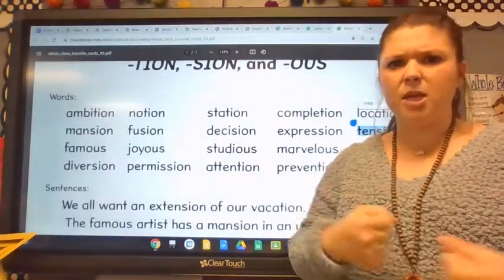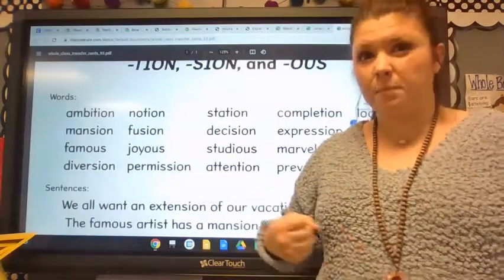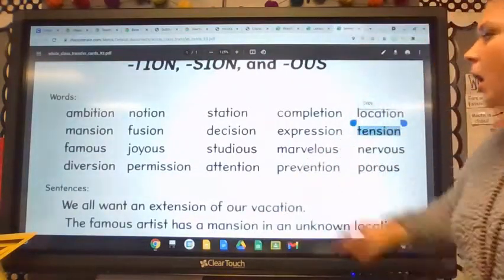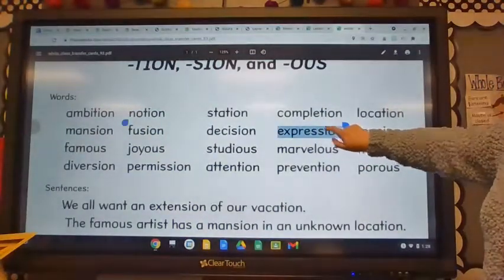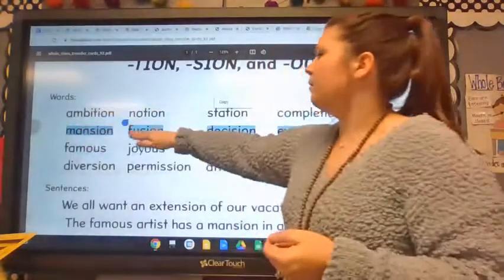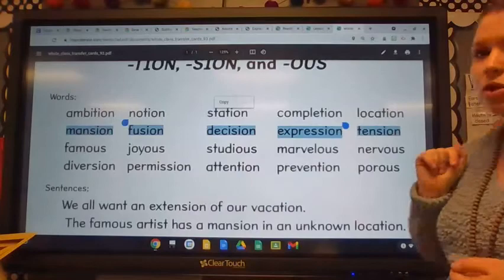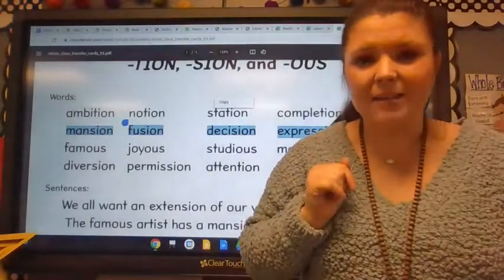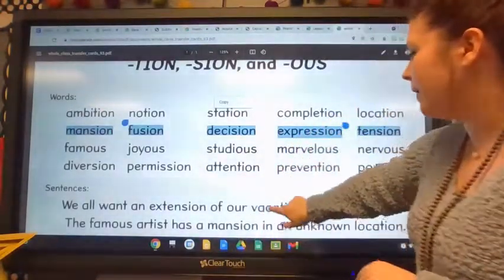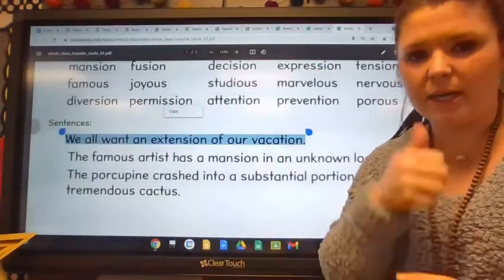Tension means something that is hard. There might be some tension between the two dogs as they pull the rope, okay? All right, now let's go through and let's read this line of words. Ready, read. Mention, fusion, decision, expression, and tension. All right, guys. Great job. Let's go ahead now and let's read this sentence right here. Just the highlighted sentence. When you're done, give me a thumbs up.